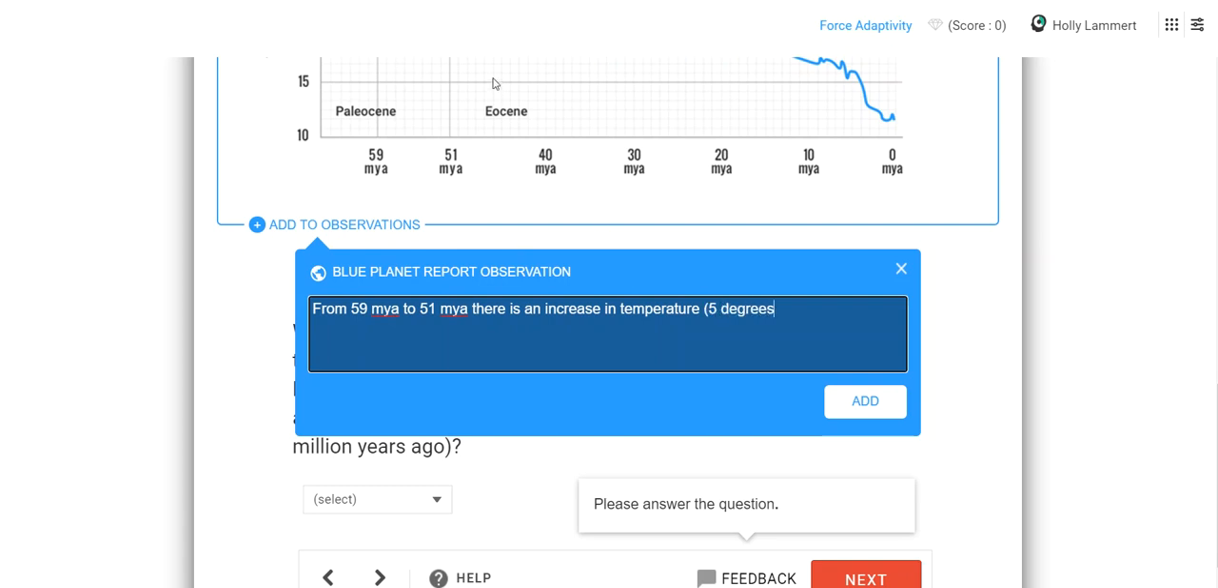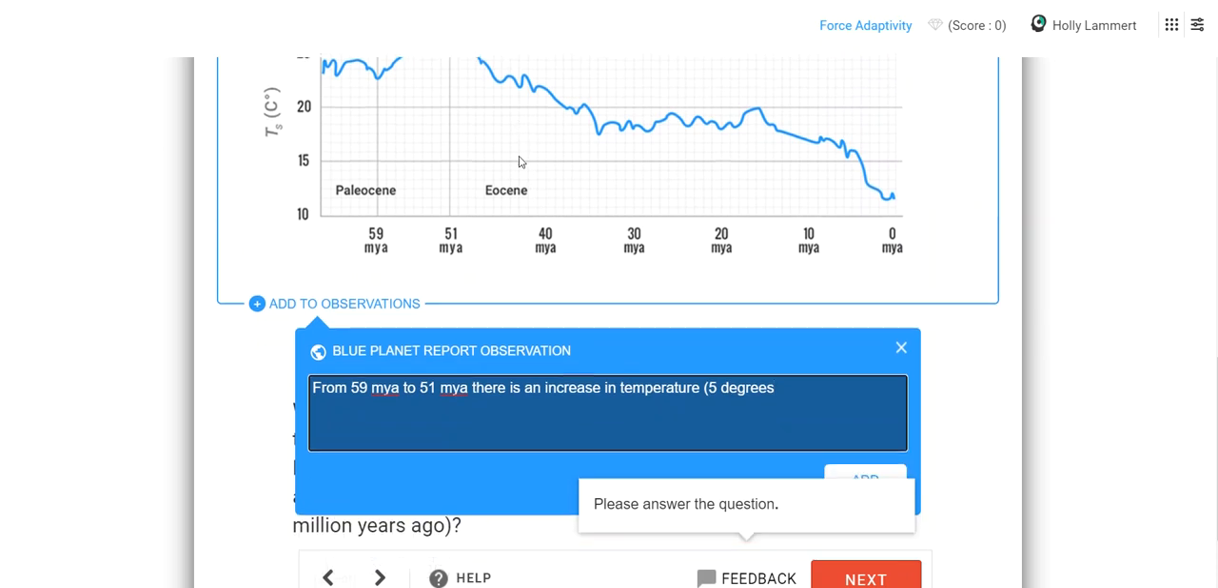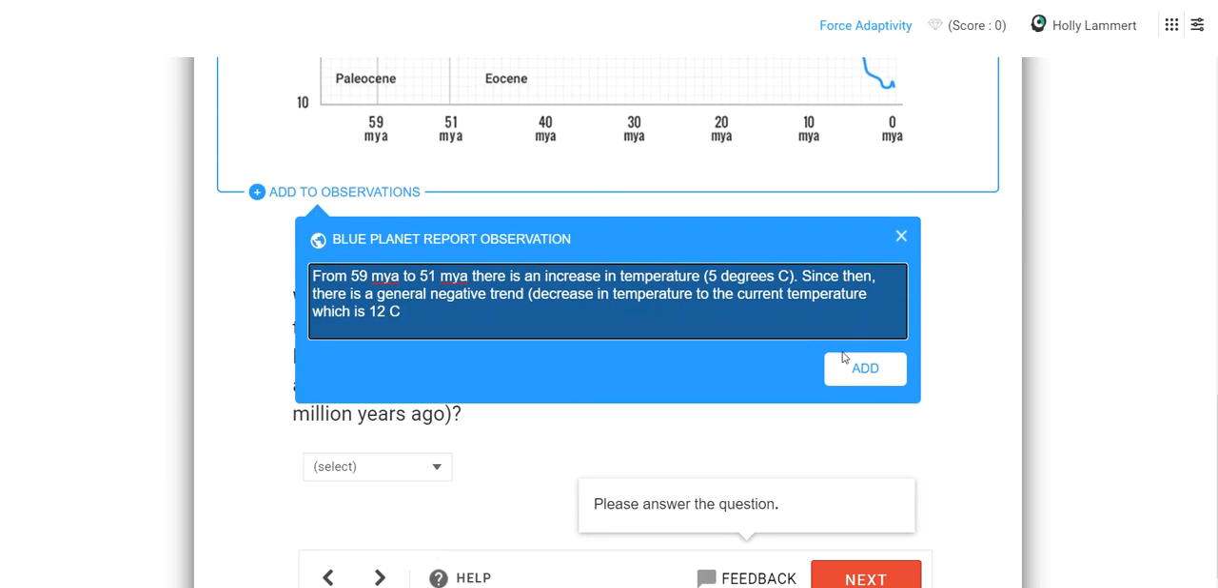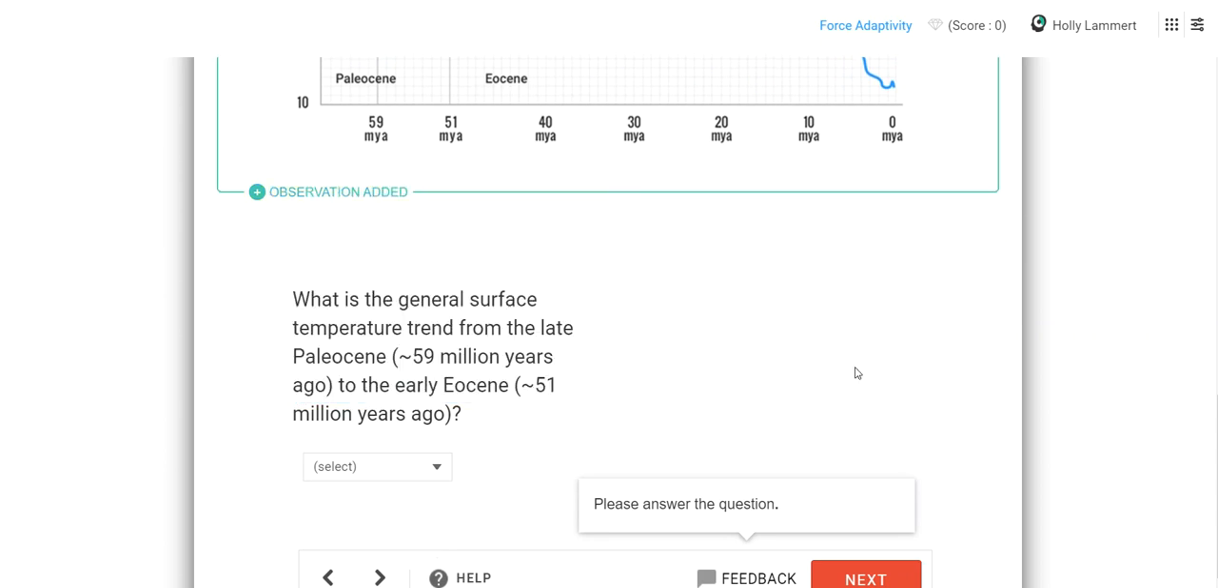And then we can measure temperature a couple different ways, and this is in degrees Celsius. Since then, there is a general negative trend, or you might say a decrease in temperature. And maybe you want to add in as much information as you can type in here, which is awesome. So to the current temperature, which is, what do you say, about 12 degrees C? There we go. Add that to my observations, and I'll use that in my Blue Planet report later on.